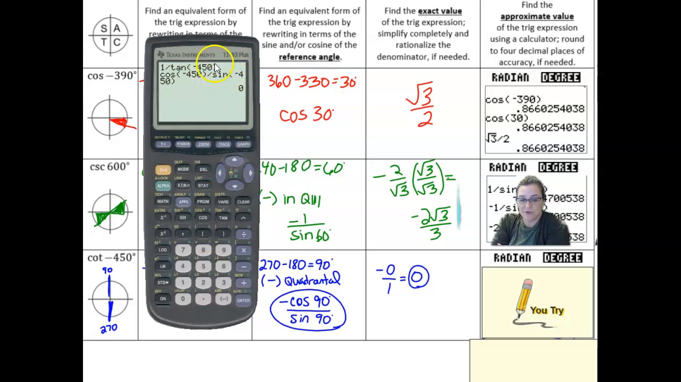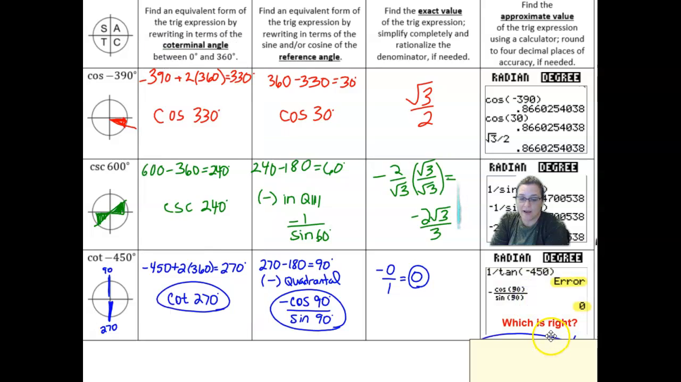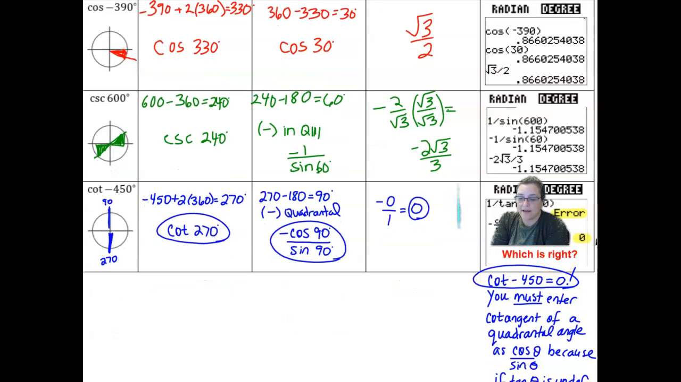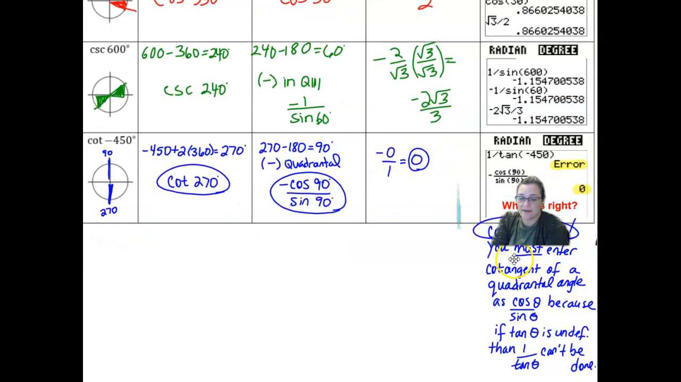So what you have to do is be really careful that when you're evaluating cotangent in your calculator, you're always using the quotient identity, cosine over sine, rather than 1 over tangent, because if it's a quadrantal angle, you could get the wrong answer doing it the other way. Okay, so the answer is 0, right, not the error. And you need to remember to enter cotangents of quadrantal angles as cosine over sine, because 1 over tangent can't be done by your calculator.